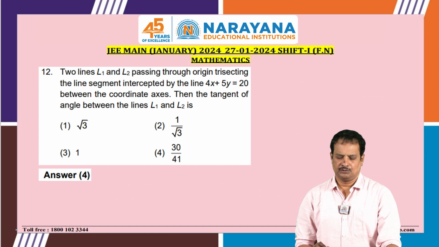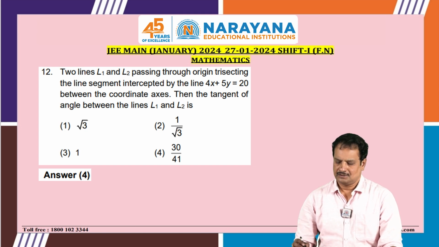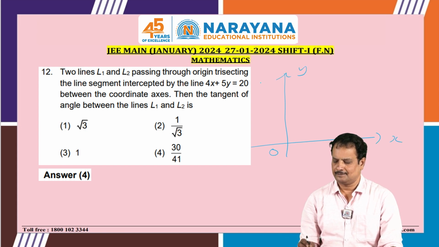In this case, two lines are given, L1 and L2, passing through the origin, trisecting the line segment intercepted by the given line between the coordinate axes. Then the tangent of the angle between the lines L1 and L2 is. It is a simple concept. These are the coordinate axes, x-axis, y-axis, and this is the origin. In this case, let us take this point as A, this point as B there.